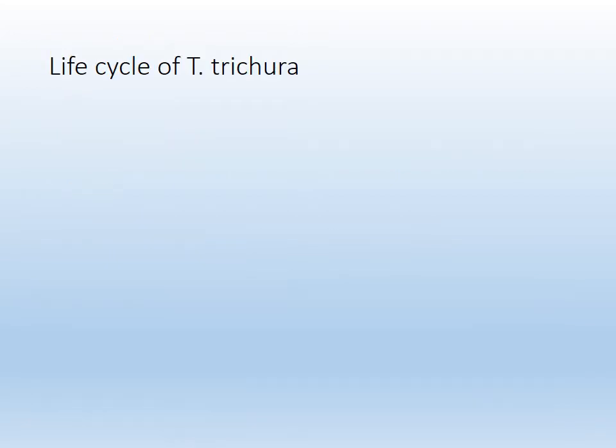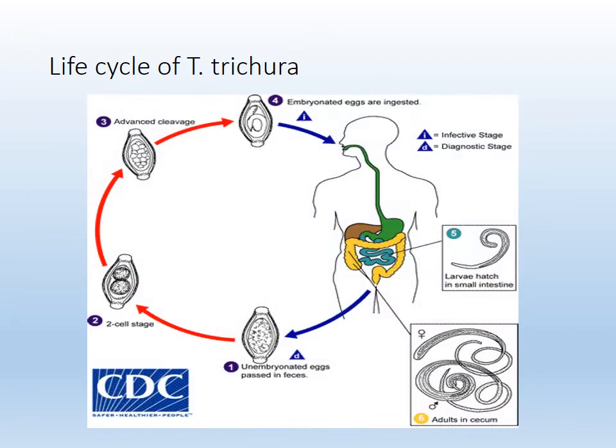If we see the life cycle of this worm, again it is very simple. Human being is the only host of this worm, and human beings get infection by ingestion of the infective form, which is the embryonated egg of this worm, by eating contaminated food or water. When it enters with food or water, the larvae would come out in the small intestine from the egg, and finally in the large intestine it will convert itself into an adult worm.